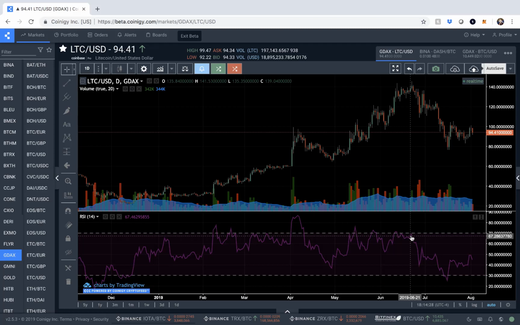If the opposite had happened, if let's say Litecoin was selling off and the RSI did not drop to a new low, but the price of Litecoin did, it's usually an indicator that the price has bottomed. And that's how I like to use RSI in my trading.